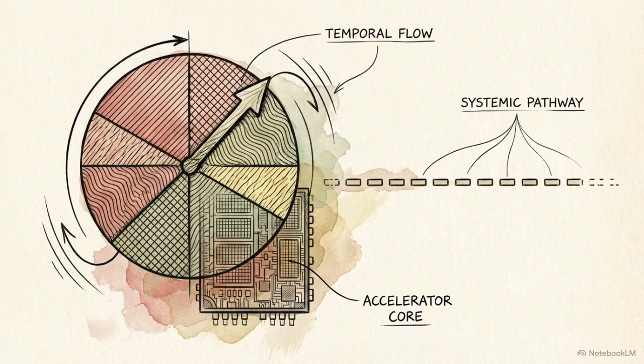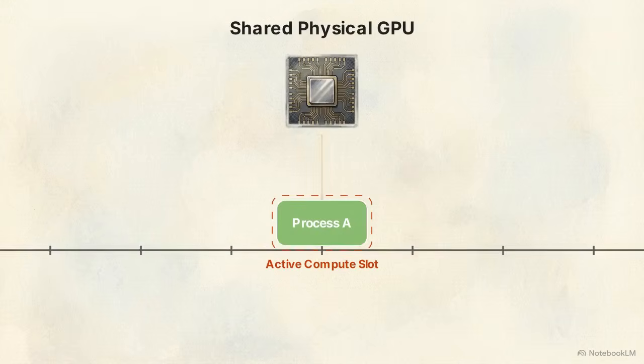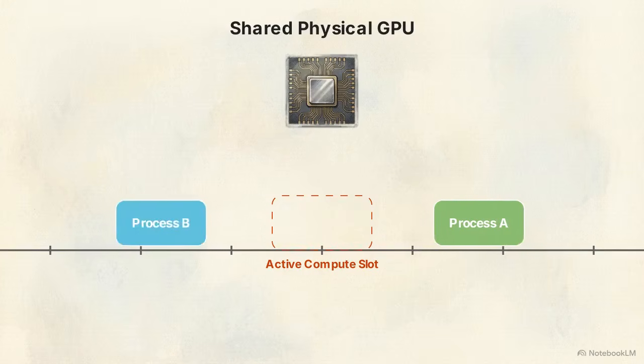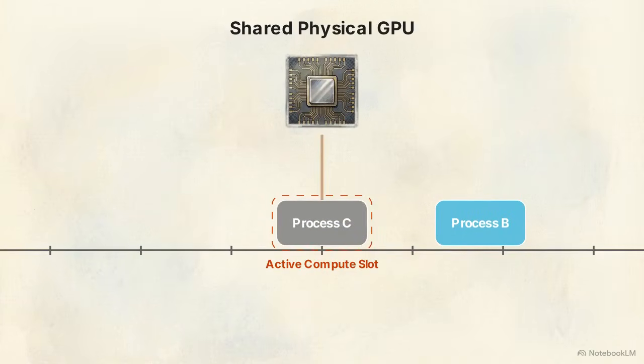The first is time-slicing, or temporal multiplexing. This is a purely software-based approach that interleaves execution contexts over time. This chart from NVIDIA details the scheduling breakdown. Looking at the preemptive scheduling model on the left, we see how time-slicing operates. Processes A, B, and C receive fixed time intervals. They swap in and out, taking turns with full access to the GPU. While this increases user density, it introduces context switching overhead and latency jitter.